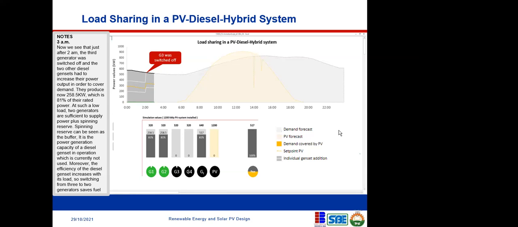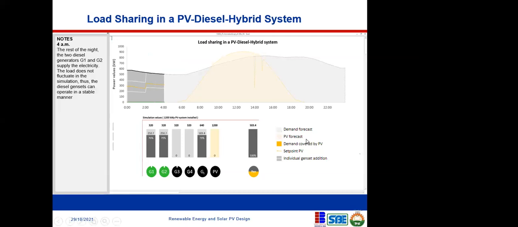So let's look at the next line. Now this is 4 a.m. For the rest of the night, the 2 diesel generators, Gen 1 and Gen 2, supply the electricity. The load does not fluctuate in the simulation, so the diesel gen set can operate in a stable manner. The load is still declining, so the 2 diesel generators can confidently handle it. They have reduced from 81% to 79%. At this time, it is still 100% diesel generator.